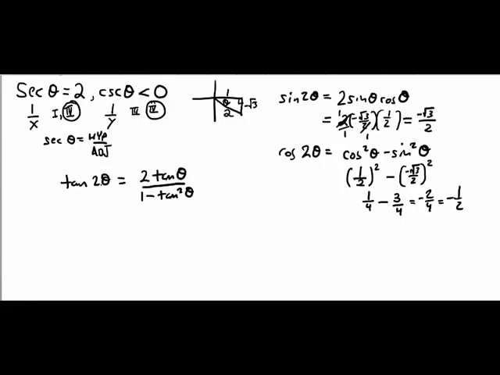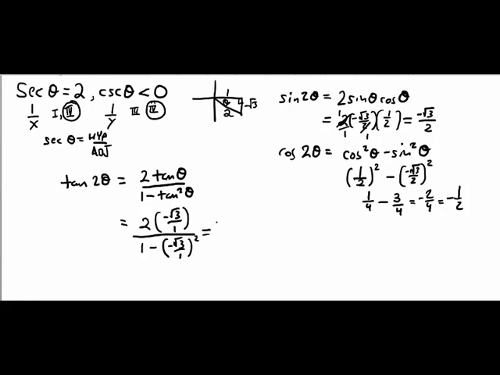For the double angle formula for tangent, we have tangent of 2 theta is equal to 2 tangent theta divided by 1 minus tangent squared theta. So we plug in our tangent, which is our opposite over adjacent. So this is 2 times negative square root of 3 divided by 1. In our denominator, we're going to have 1 minus our negative square root of 3, that's our opposite side in relation to theta, divided by 1 quantity squared.